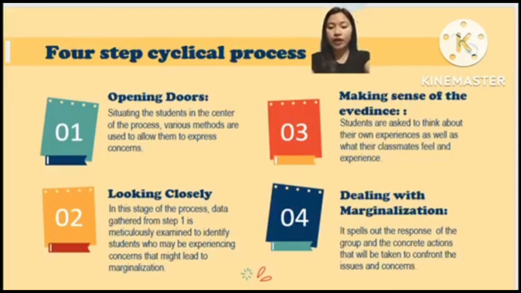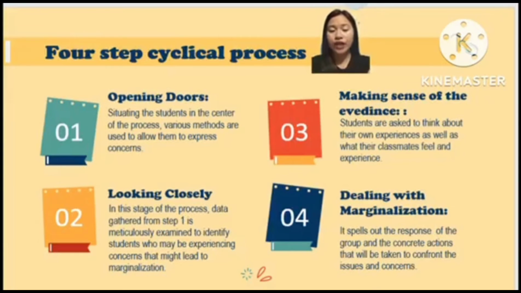And we have looking closely. In this stage of the process, the data gathered from step 1 is meticulously examined to identify students who may be experiencing concerns that might lead to marginalization. In this phase, the staff and members should gather and discuss the data gathered and the basic information that is challenging the students about their concern. So that is looking closely at the issues.